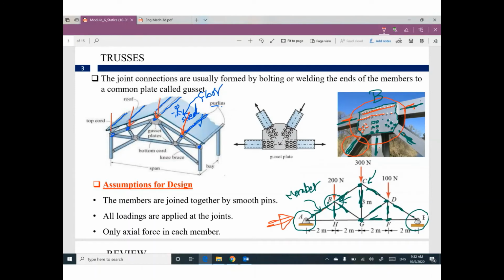So we don't need to cover more details related to this point. It's outside the scope of this course, but our structure is members connected together, supported by supports, and your load is only concentrated forces at the joints, the intersection of these members. Any questions so far?